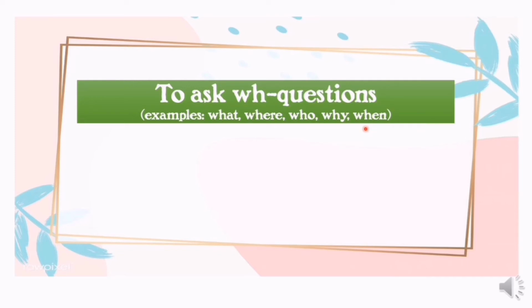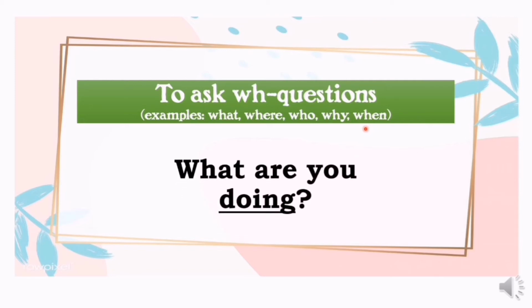For example, the sentence is, what are you doing? What is the underlined word? It's the doing. It is in the falling intonation. What are you doing? I am doing something. I am doing my homework. So that falls into falling intonation.